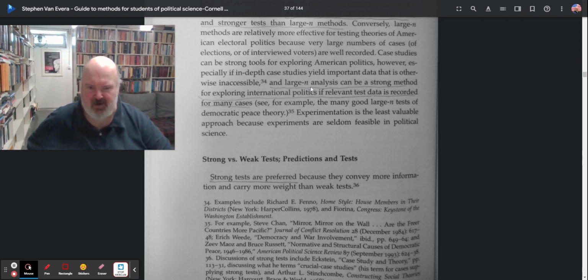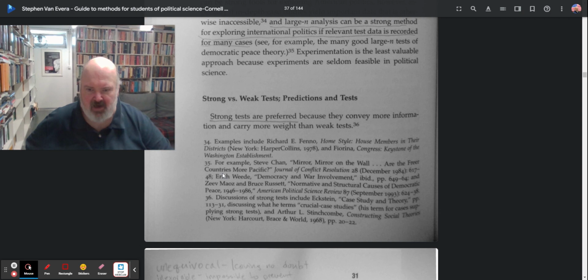And large N analysis can be a strong method for exploring international politics if relevant test data is recorded for many cases. See, for example, the many good large N studies of democratic peace theory. This is footnote 35, for example, Chan's "Mirror, Mirror on the Wall: Are Freer Countries More Pacific?", from 1984. Or Weede's "Democracy and War Involvement," and Maoz and Russett's "Normative and Structural Causes of Democratic Peace."